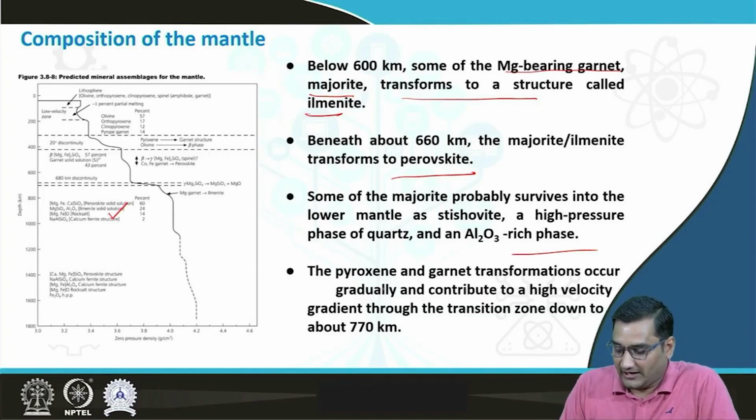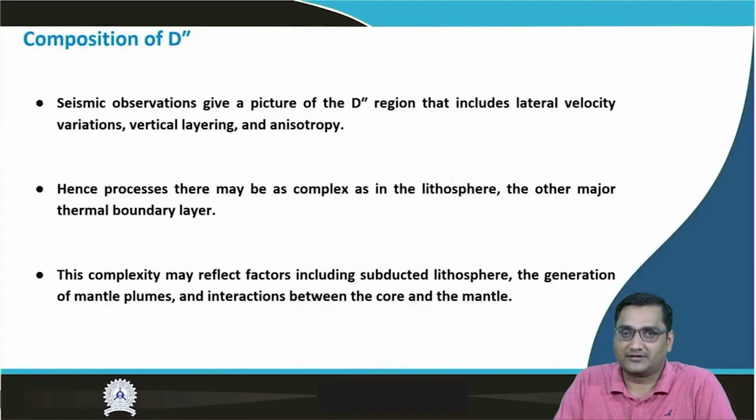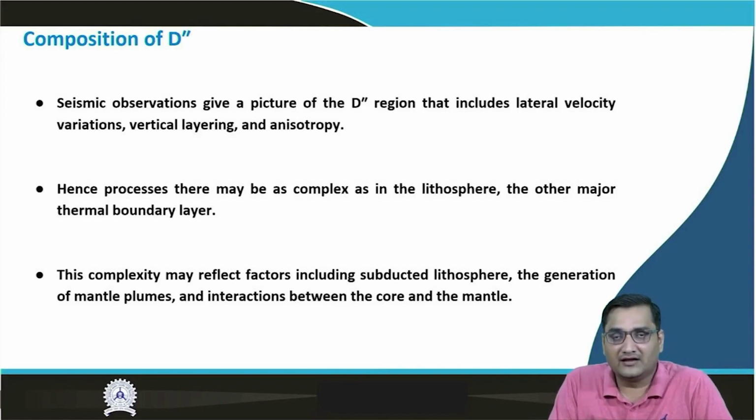So the pyroxene and the garnet transformation occur gradually and contribute to a high velocity gradient through the transition zone down to about 770 kilometer discontinuity. Now let's look at the composition of D double prime layer. We have seen glimpses of it in the previous lecture as well.